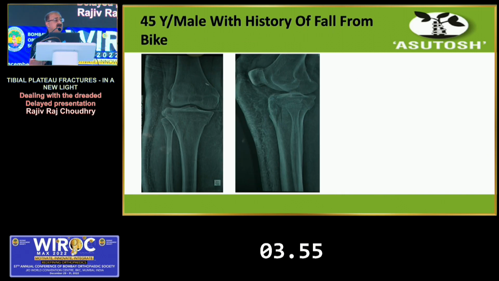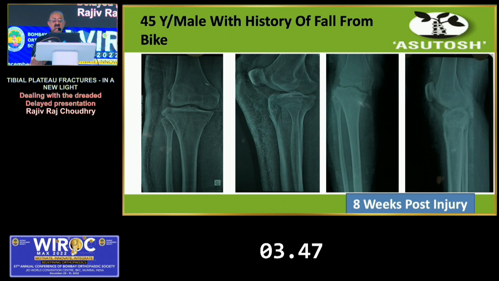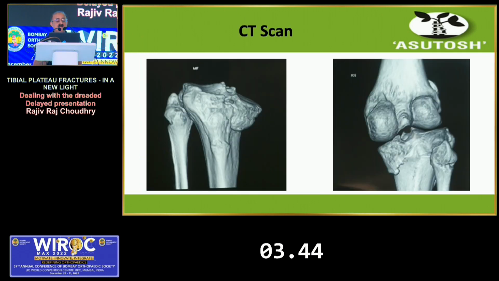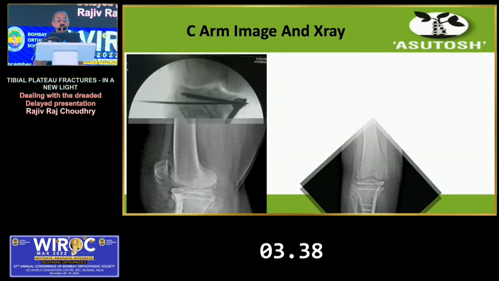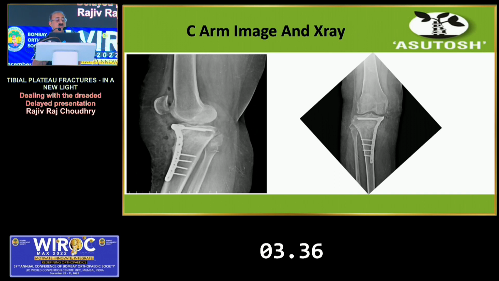So let's see this case of a 45-year-old lady. And this looks like a very straightforward fracture. And 8 weeks after injury, you see the medial side shows collapse. And this has been elevated, repaired, bone grafted, and that's your final result. So that's a delayed presentation.